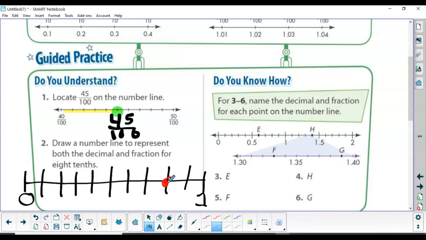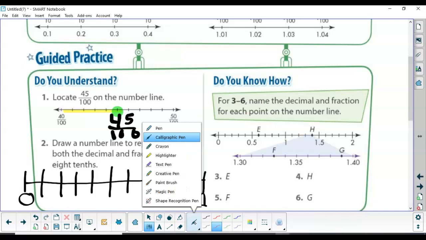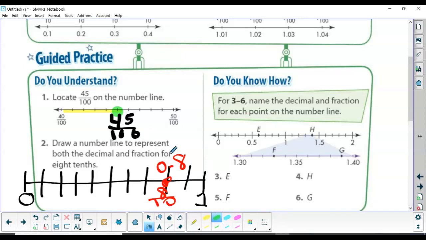Okay, 8 tenths would be right here. And I wrote the fraction and decimal because that's what the direction said to do. Okay, for 3 through 6, name the decimal and fraction for each point. Again, remember, that's why it's important to read directions, because we have to write the decimal and fraction for each point.